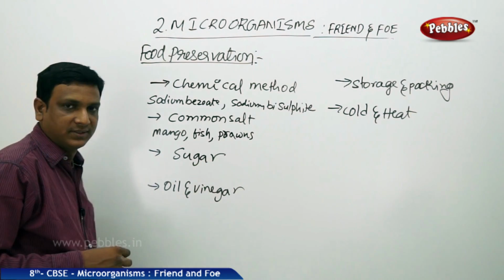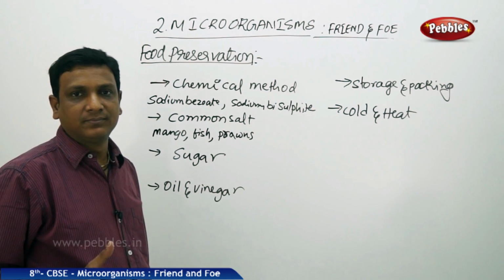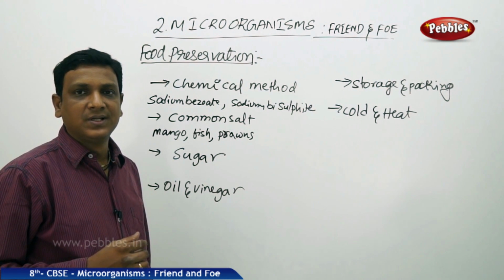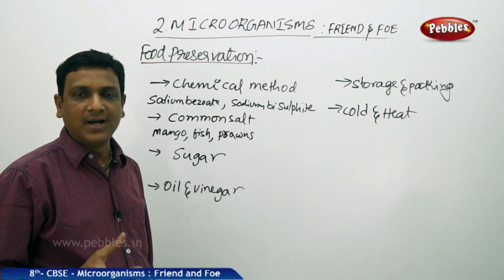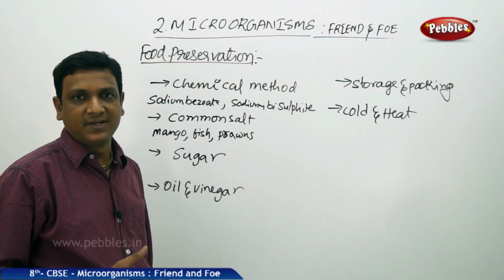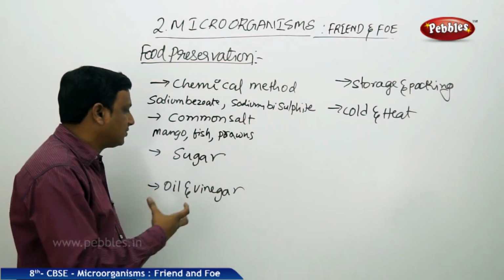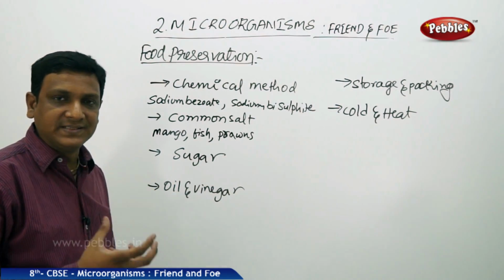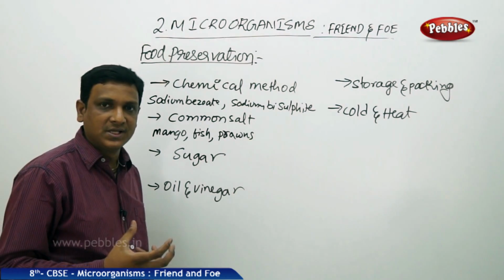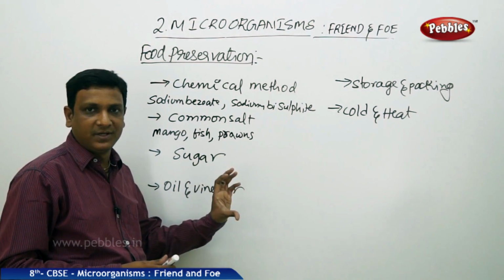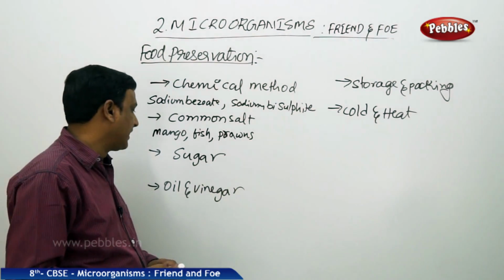And next, sugar. Sugar syrup also prevents the growth of microorganisms. So thick sugar syrup. Jams are made by using sugar syrup. Any sweets that are made using thick sugar syrup are not easily spoiled by microorganisms, because the thick sugar syrup will not allow the growth of microorganisms.